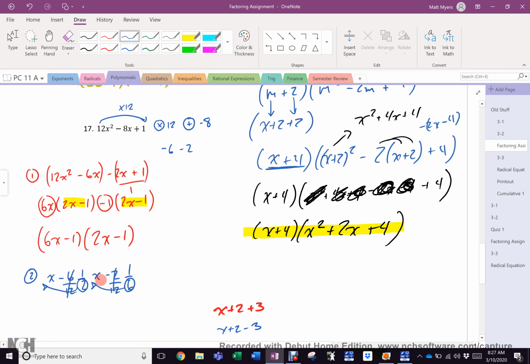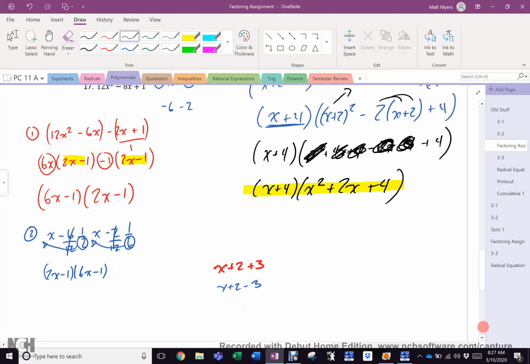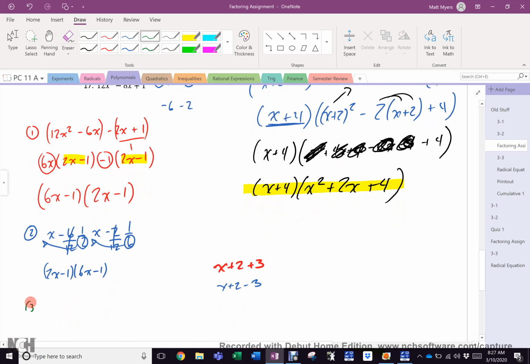So because I've shown you why, I'm only showing you what to do now. 2x minus 1, 6x minus 1. And the third method I learned starts the same way. Now, I don't like this method very much. I just learned it last year.